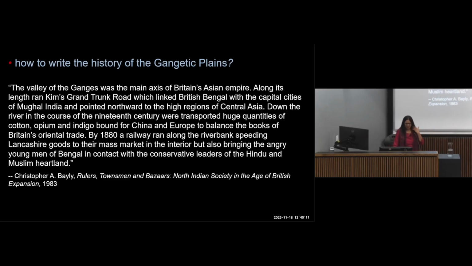So Chris Bailey, eminent historian of British Empire, wrote a really good book. It's called Rulers, Townsmen, and Bazaars. He's talking about North India and the mercantile class and how they were negotiating the advent of British rule. Really a micrograined history, really good.